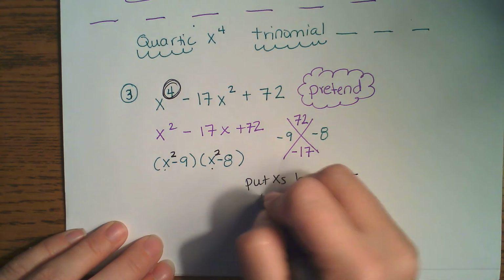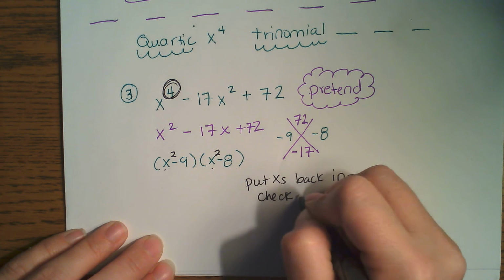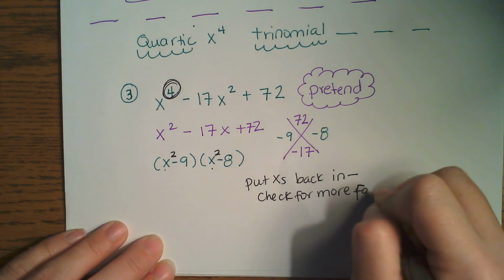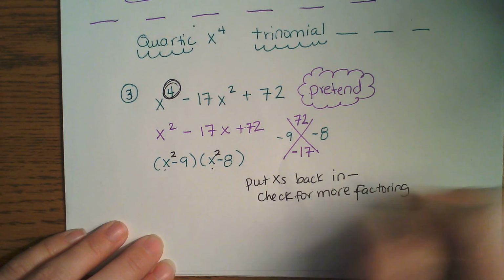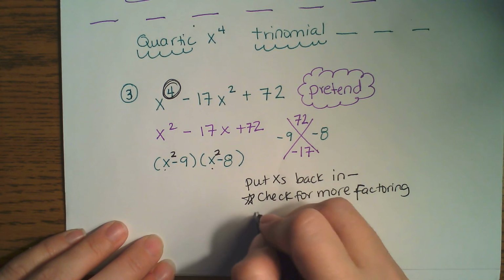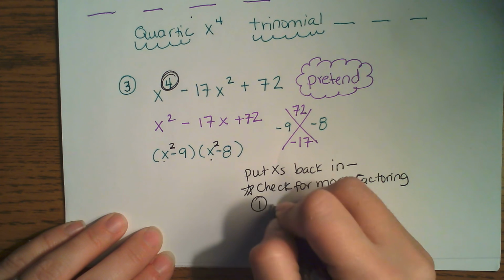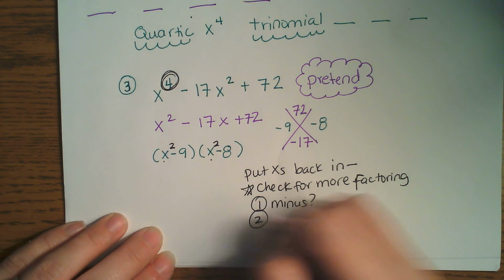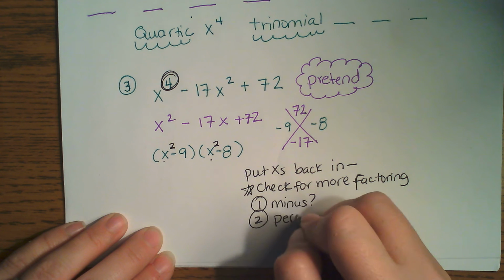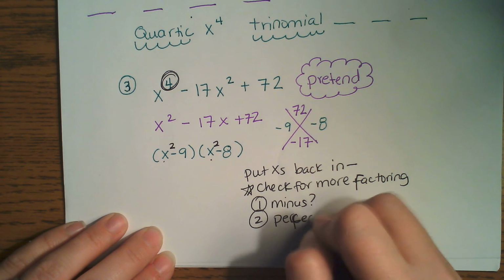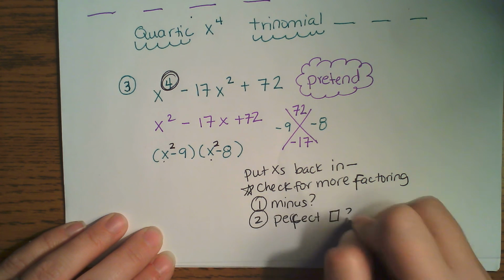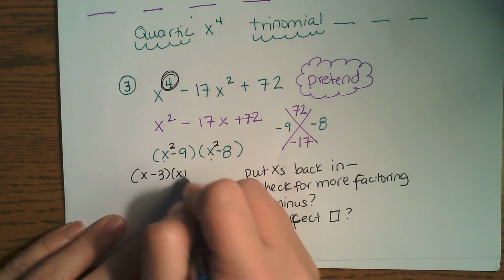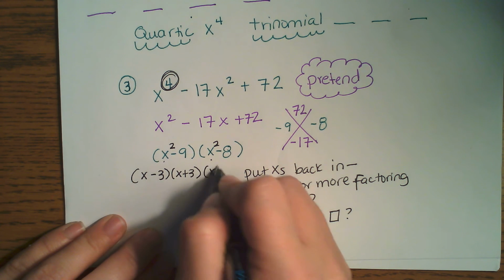But then you have to check for more factoring. And the checklist is: is it a minus? And is it a perfect square? Negative 9 is a perfect square. That's right. You could take an extra step and go x minus 3 and then x plus 3, right? That's right. And then you bring the x squared minus 8 down.